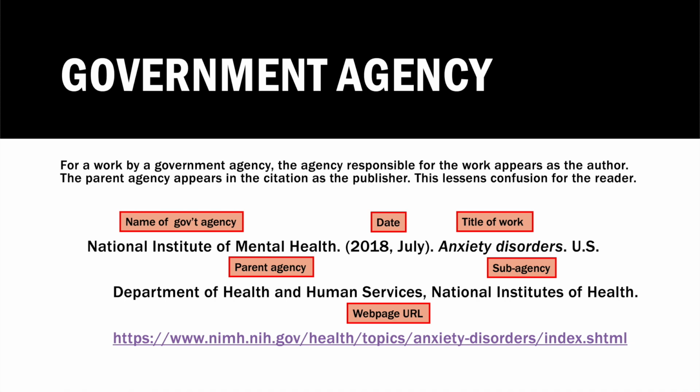Then, in a set of parentheses, we have the year and month of publication. The year and month are separated by a comma, and outside of the parentheses, there is a period to close off this element of the citation. Then you have the title of the work, which is featured in italics. After that, you have the parent agency, the U.S. Department of Health and Human Services, followed by the sub-agency, National Institutes of Health. And lastly, we have the URL link for this web page, which will take us directly to the source.